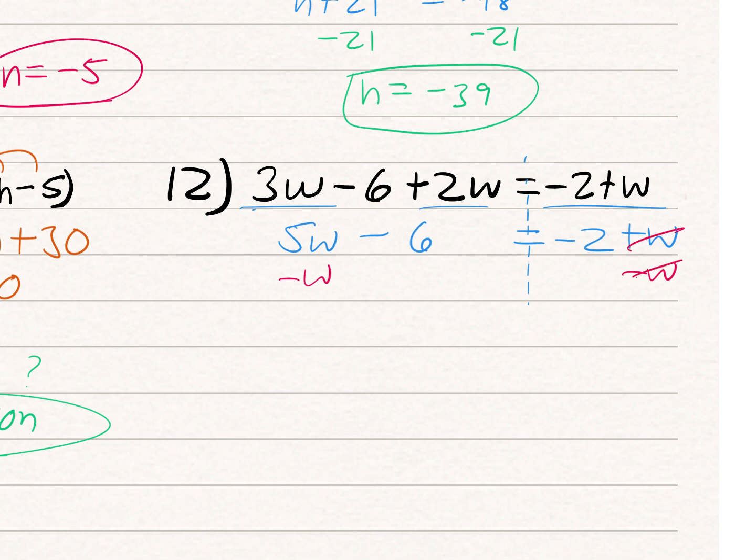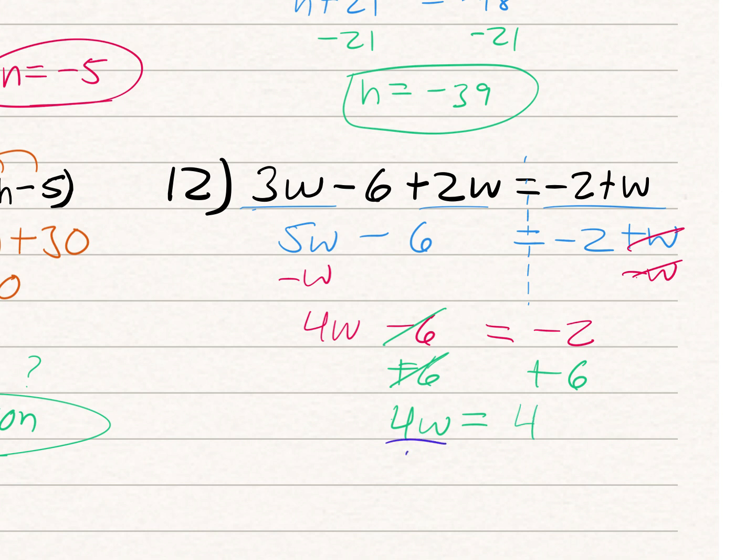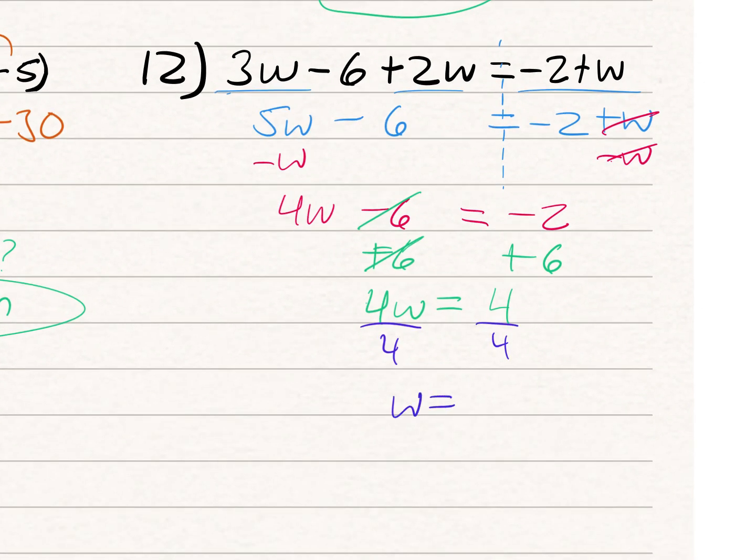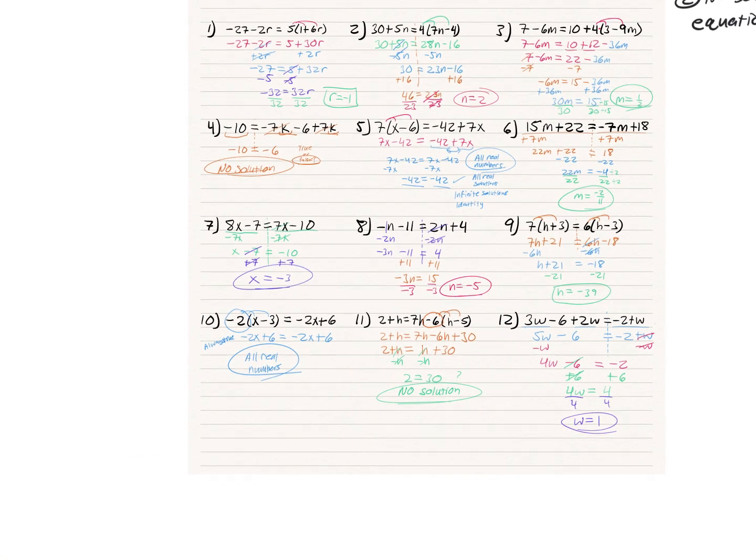And then we get 5w minus w is 4w. Minus 6 equals negative 2. And let's go ahead and add a 6 on both sides. And then negative 6 plus 6 goes away. We get 4w equals negative 2 plus 6 is 4. And then divide both sides by 4. We get w equals 4 divided by 4 is 1. All right. Now that's your review.